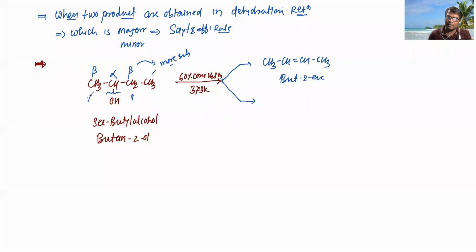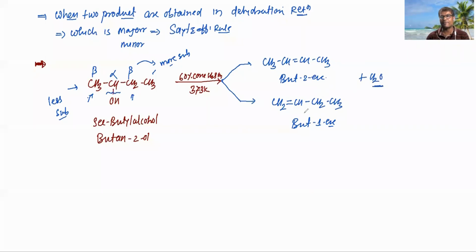And the next, less substituted carbon, here that beta carbon is called the less substituted carbon. The hydrogen is removed from that less substituted carbon. We get the second alkene, that is CH2=CH-CH2CH3, that is but-1-ene. Now the question arises: are the two products formed in the same amount or different amounts?